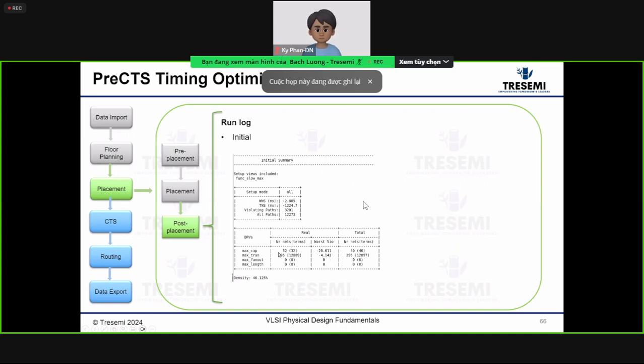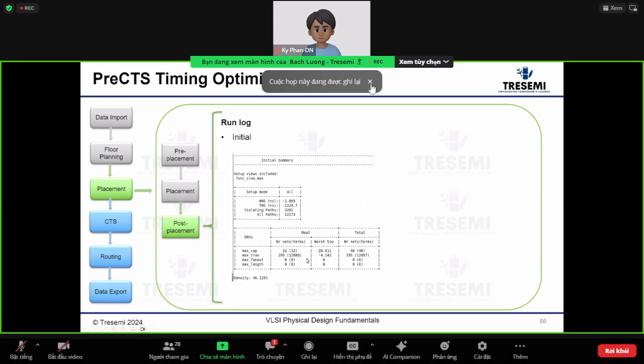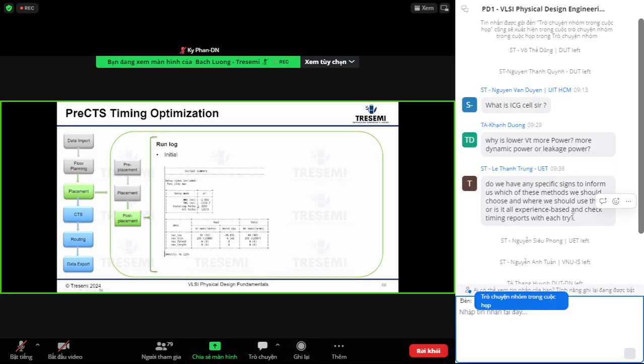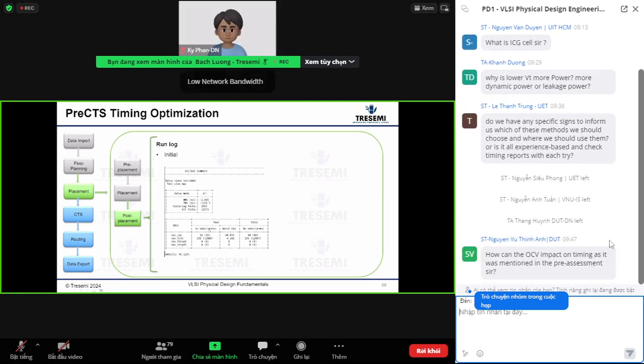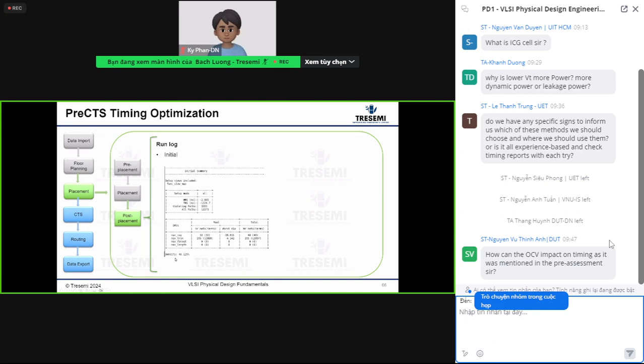And this is the number of DRVs it sees: max cap, max transition, and so on. There's no max fanout, but there's max transition and max cap in this example. If you look at the log once you run your lab, you can see the impact of what's happening. It also reports the density. This is the current design density before it does anything, before it inserts any buffers to fix timing.